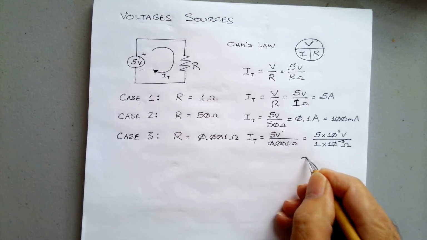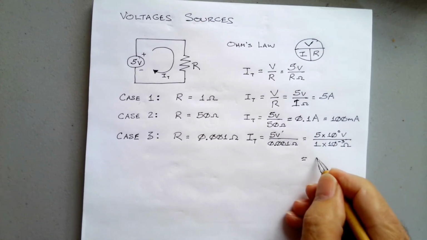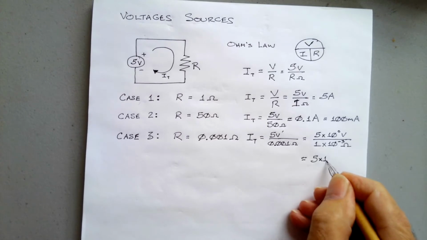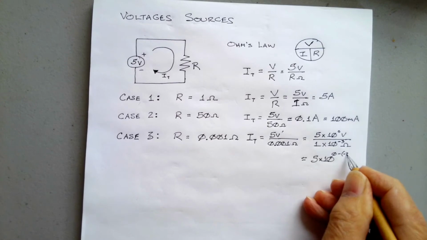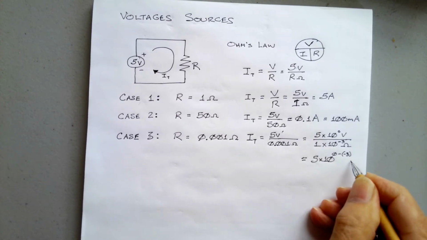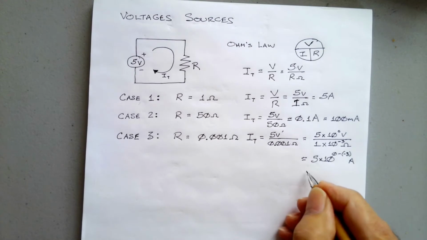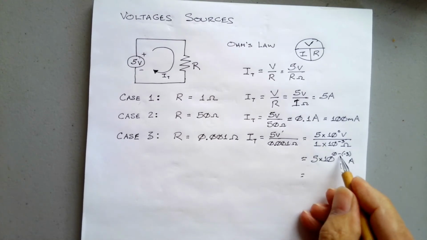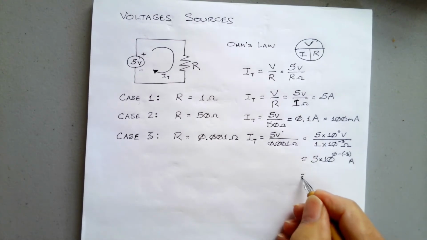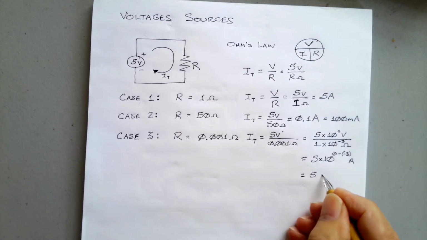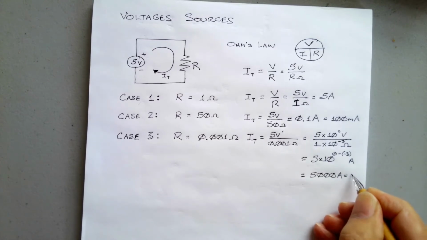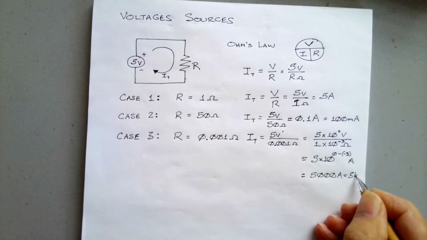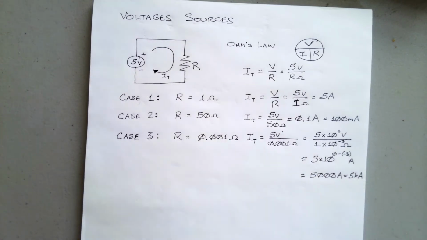Okay. And what we find is that we have 5 divided by 1 is 5 times 10 to the 0 minus negative 3 amperes. And that's going to be equal to, well, we have minus and negative as a positive. So I'm going to wind up here with 5,000 amperes equals 5 kiloamperes. That's a lot of current.